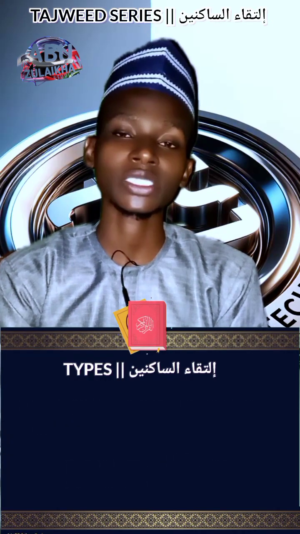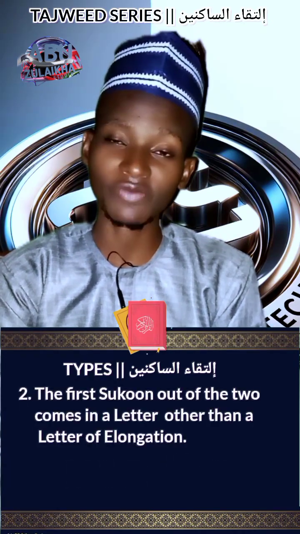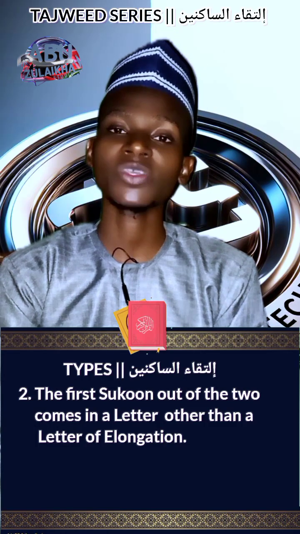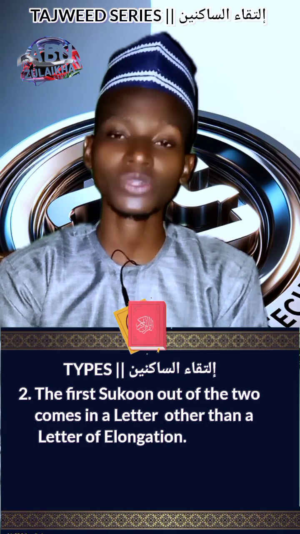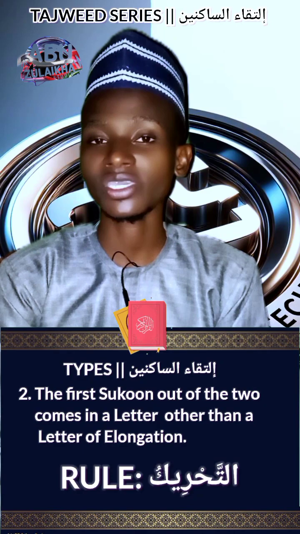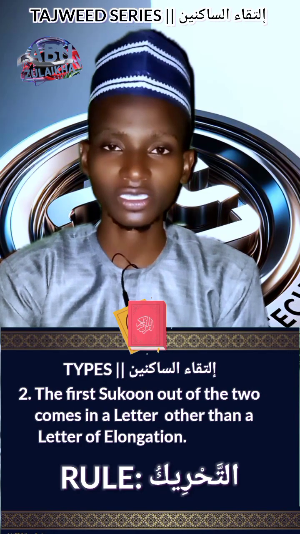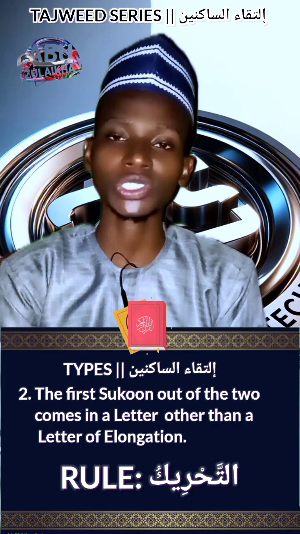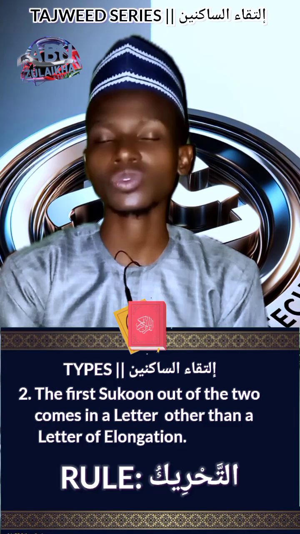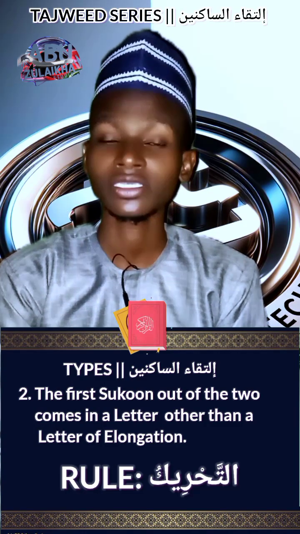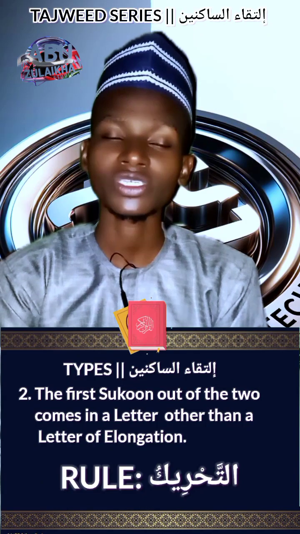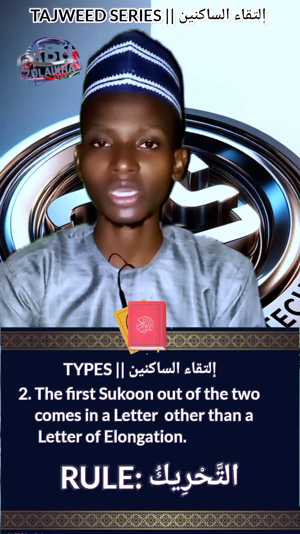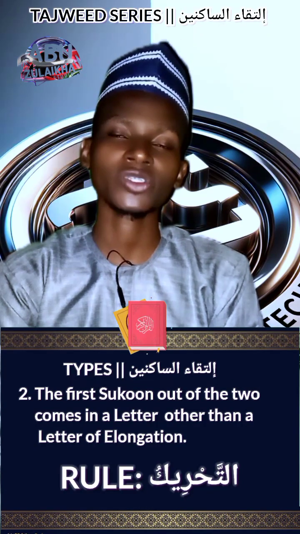But otherwise, if the first letter is not a letter of elongation, then you are going to apply a rule which is known as at-tahrik. At-tahrik means the substitution method. That is, you are going to substitute this sakin with a vowel, either fatha, kasra, or dhamma. And inshallah, we are going to talk about that in our subsequent classes.